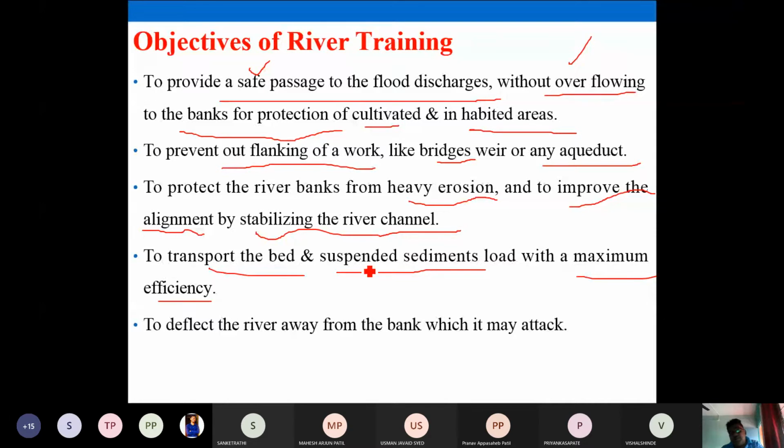Otherwise, the water will overflow, and there will be chances of creating a flood. Another objective is to deflect the river away from the bank which may be under attack.